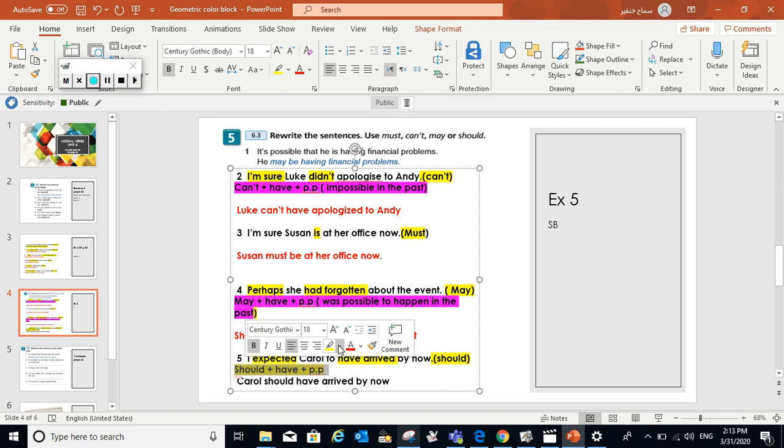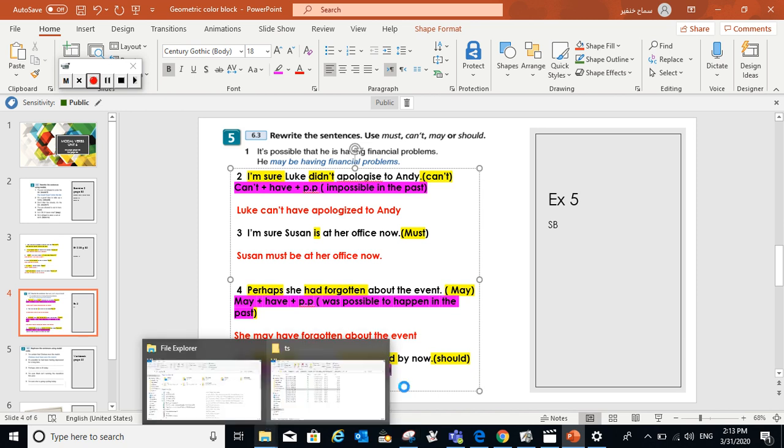Okay, so what does should plus have plus PP mean? Should have happened. So this is about what you expected. So it's about expectation. Okay, this is the answer.